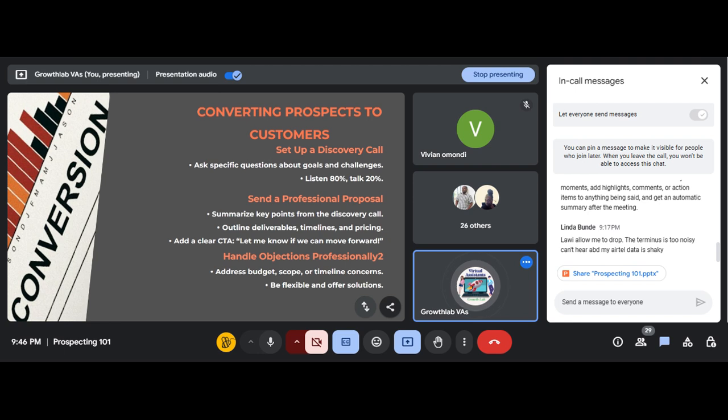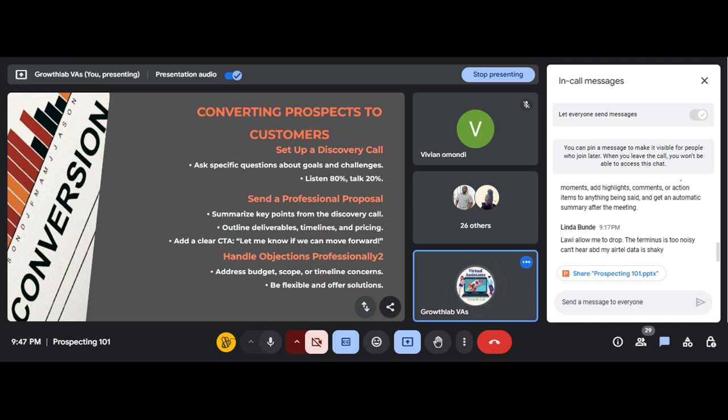Now, what happens if the customer agrees to working with you? Of course, the first step would be to set up a discovery call. This could be a Google Meet or a Zoom, just to be able to bring on board their goals, their challenges. And on such discovery calls, always aim at taking charge.